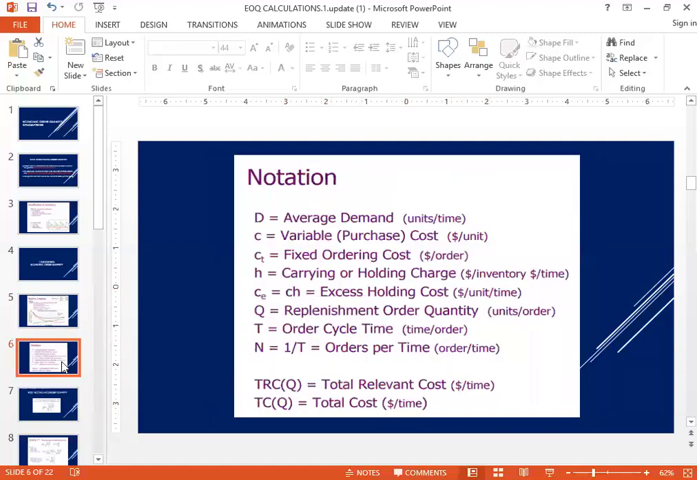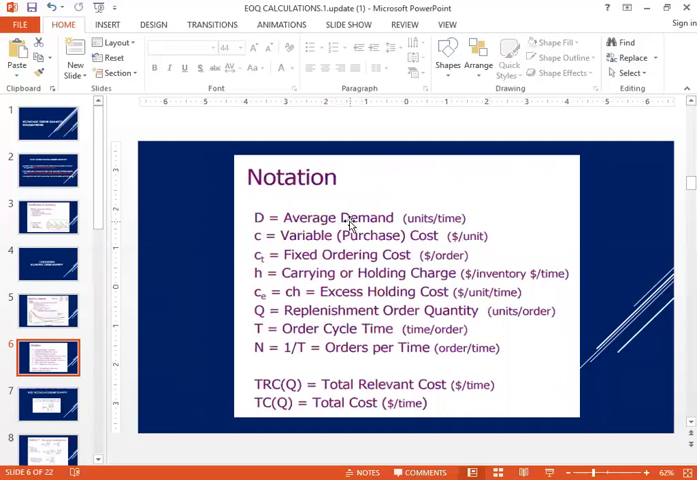Okay, so before I go into the formulas, there are a couple of notations that I do want to mention, because you will be seeing these notations in the future slides. And when we start solving the EOQ questions, you'll definitely need to know these notations. All right, so I'll go through each one of them.